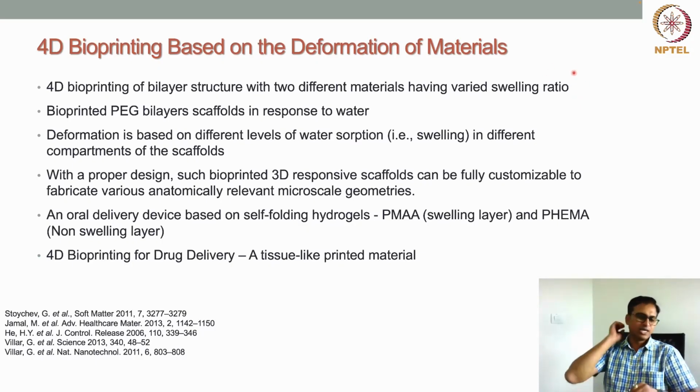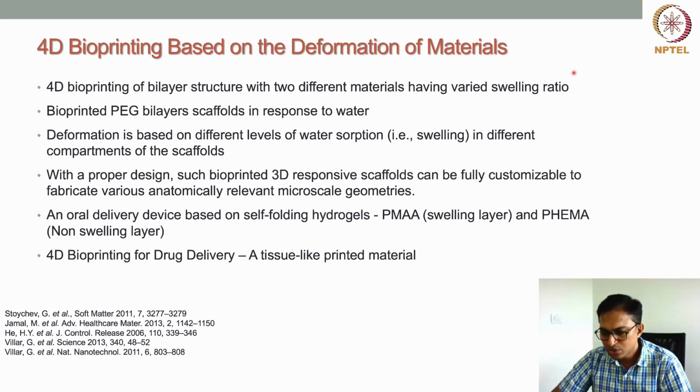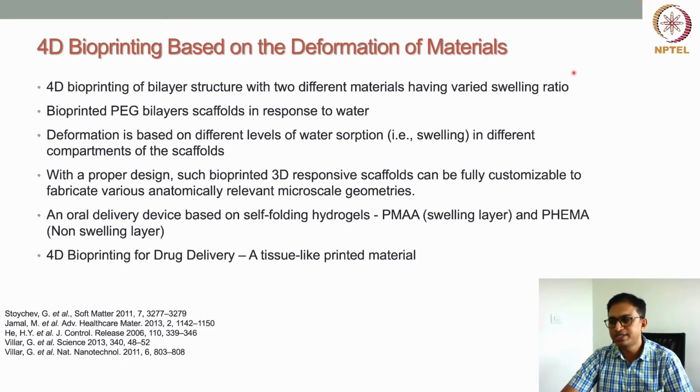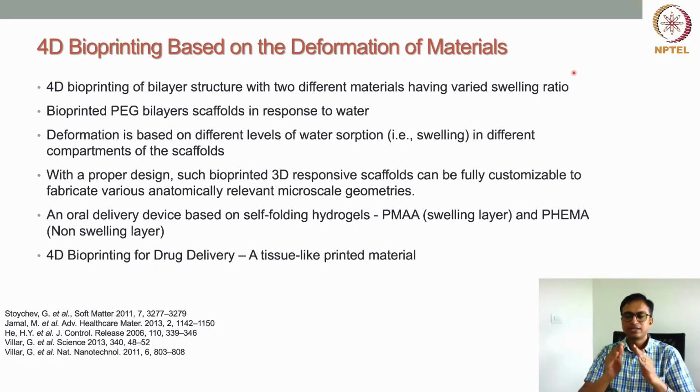These two layers can respond differently towards water. Suppose you print the structure and then dip it in water, the swelling of the layers would be very different from each other. The layer with the higher swelling ratio will expand more than the layer with the lower swelling ratio. Then what will happen? Due to the difference in expansion of the material, there will always be a bending of the material.